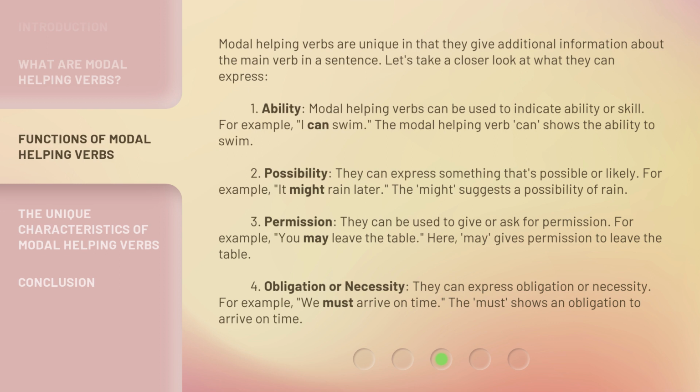4. Obligation or necessity. They can express obligation or necessity. For example, we must arrive on time. The must shows an obligation to arrive on time.